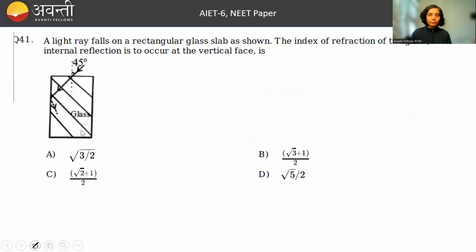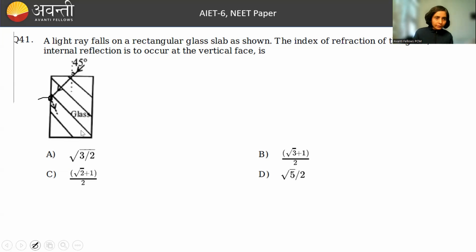Chalo. Now let's move on to this question. There is a light ray and it falls on a rectangular slab as shown. The index of refraction of the glass, if total internal reflection is to occur at the vertical face. So here you desire to have total internal reflection at this point. Then it is asked what will be the refractive index of glass.